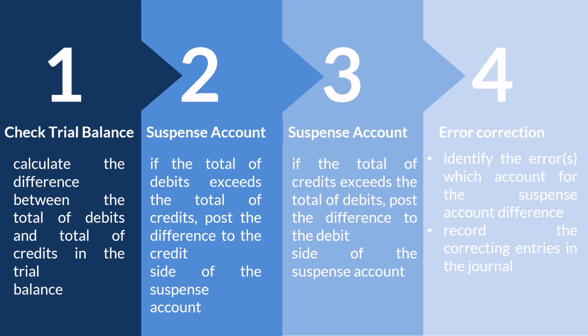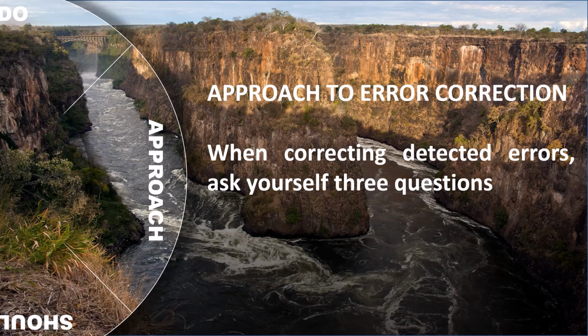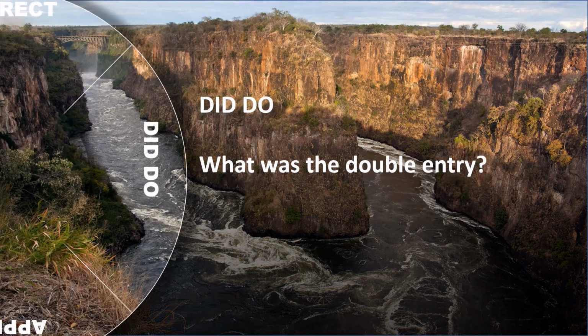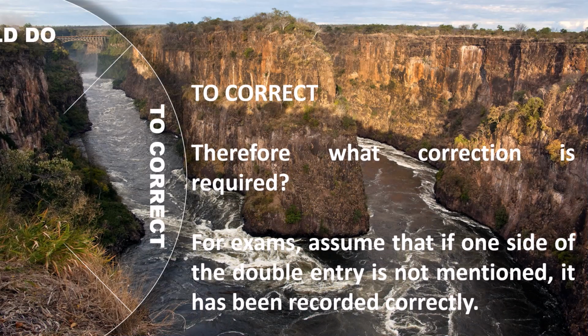Then, in terms of error correction, you need to identify the errors which account for the suspense account difference and record the correcting entries in the journal. The approach to error correction, regardless of the error type, is as follows. Ask yourself what should have been done. Then ask what was the double entry that was actually done, and therefore what correction is required. For example purposes, assume that if one side of the double entry is not mentioned, then that side has been recorded correctly. The side that has been mentioned is likely the one that has got an error.